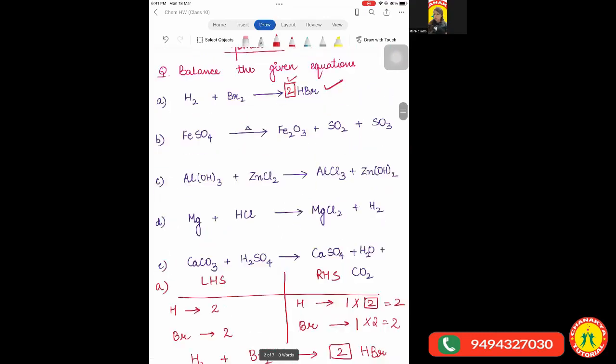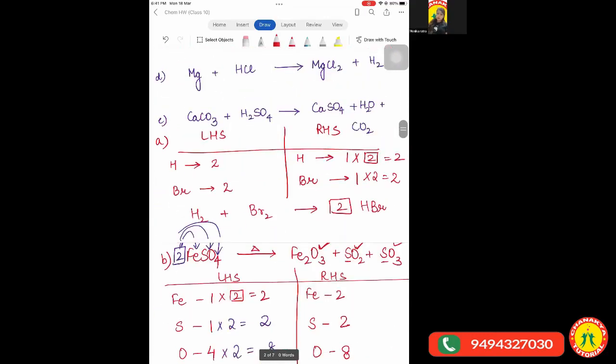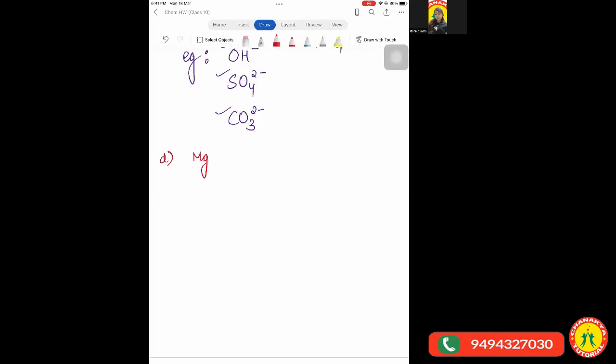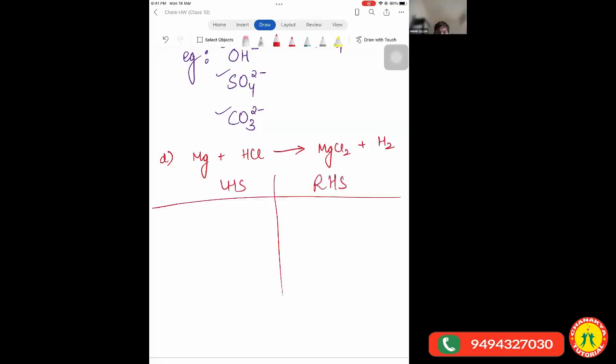Now tell me about the D part. It is Mg plus HCl. Mg plus HCl, this is, I think, easy. Who hasn't got the chance till now? I think Aman hasn't. Aman, you tell me. In this, you have to tell me what I'm supposed to write. Yes, ma'am. 1 Mg, correct. 1 H, correct. 1 Cl on the LHS. Right. On the RHS, 1 Mg, correct. 2 H, correct. 2 Cl. That's absolutely correct.